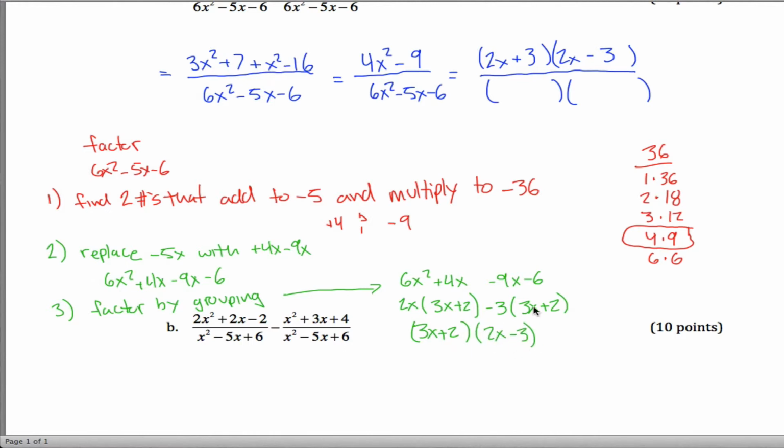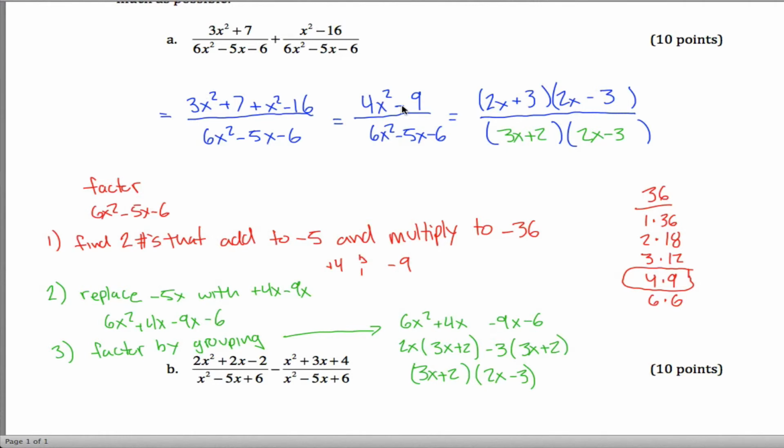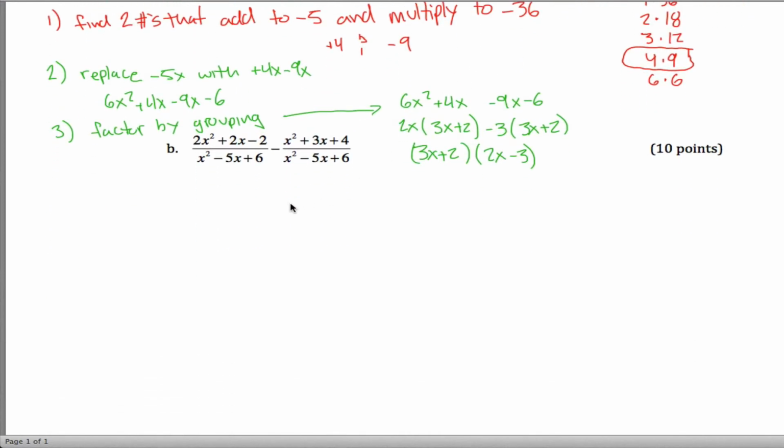All that work just to figure out what I write up here. I write 3x plus 2, 2x minus 3. Oh look, this thing right here, which was the correct answer, just the non-simplified version of it, can be written like this. This is better because now I can cancel out these guys. They both have a 2x minus 3. So what I end up with is 2x plus 3 divided by 3x plus 2. This right here is my final answer. Pretty hard problem. And you're still not done because now we've got to do another one.